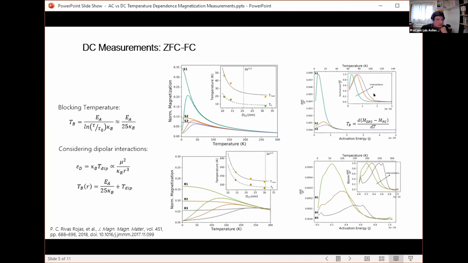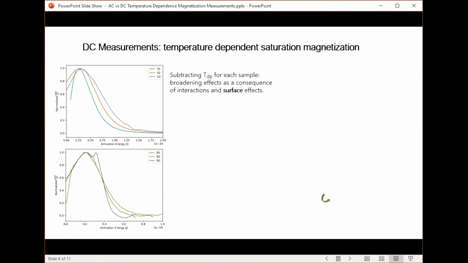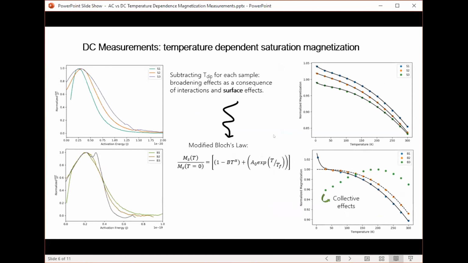Did you consider some dead layer effect in your particle? Yeah, actually, the surface contribution, we cannot precisely attribute to something. So we expect that we have a canted surface as a consequence of the small sizes of the nanoparticles, or as a canting effect that can be a consequence of breaking of symmetry or coordination with the silicon atoms and other oxygen atoms in the silica shell.